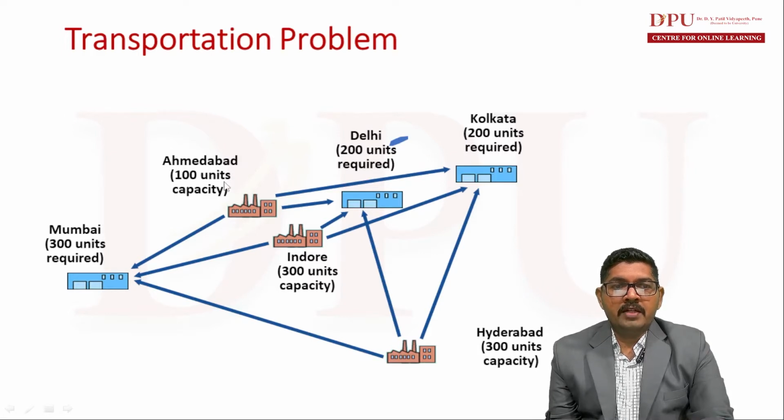Ahmedabad manufacturing plant produces 100 units. Indore manufacturing plant produces 300 units, and Hyderabad manufacturing plant produces 300 units per period. So these are the three manufacturing facilities from where we have to ship the material to three different warehouses.